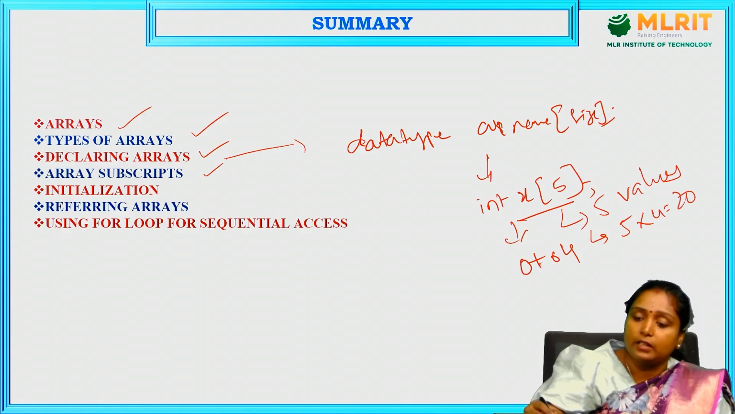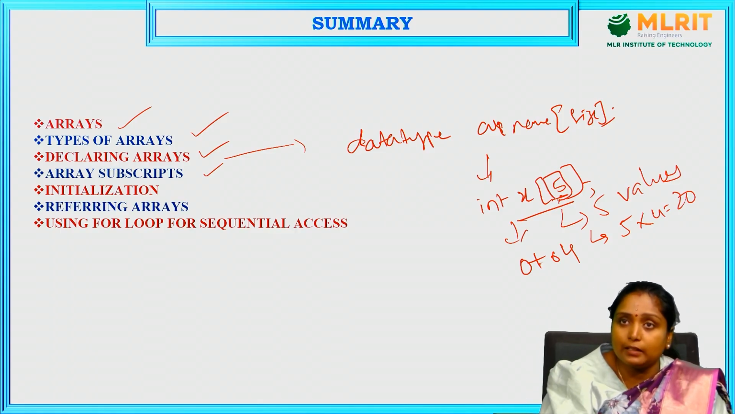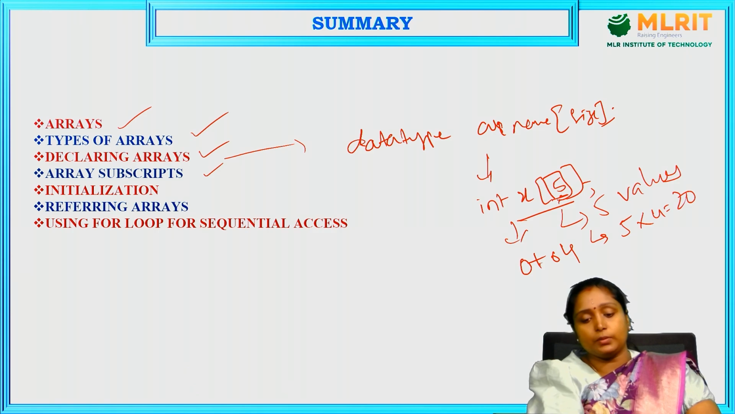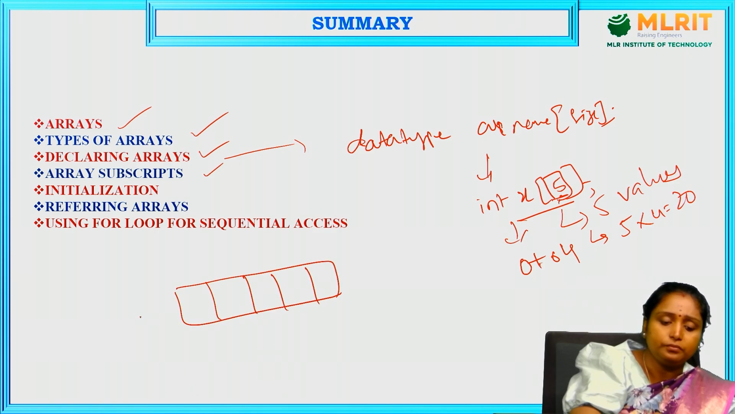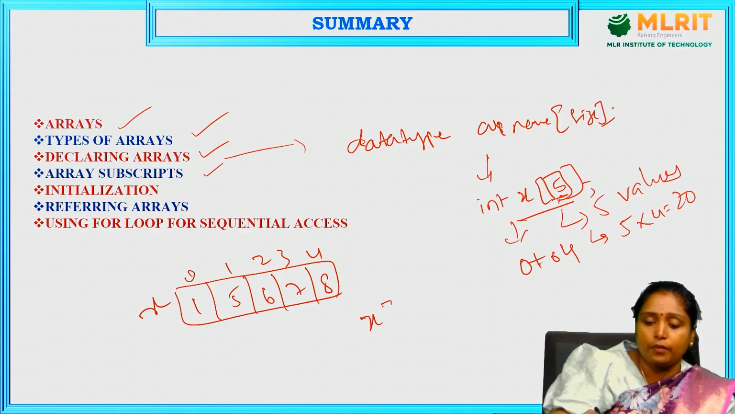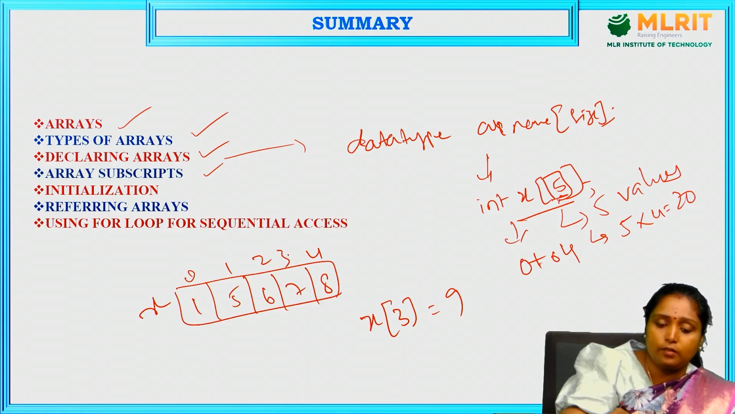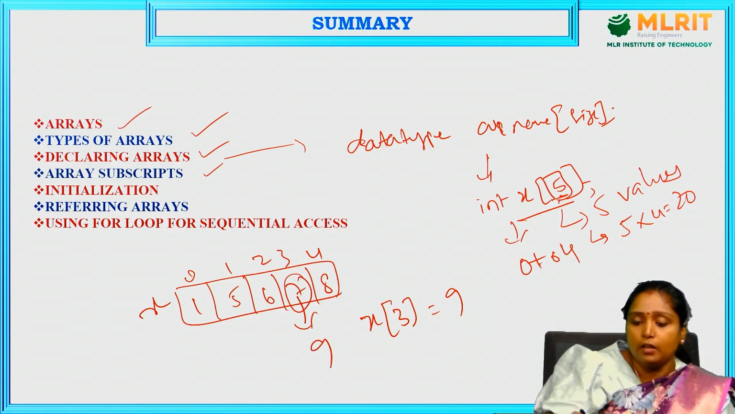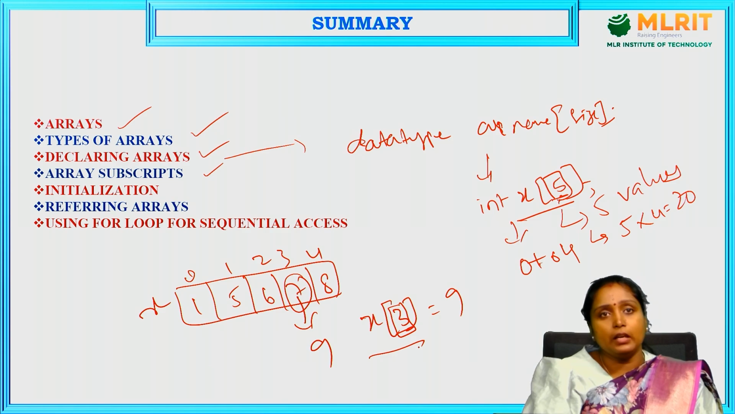Coming to array subscripts, the index values you write go in the array subscripts. If I want to access, for example, if my array is like this, these are the values and these are the index values. If I write x[3] = 9, I am changing this: the value at index 3 will be changed to 9. Whatever you write as the subscript value, that index value will be changed. You can also go with individual elements.